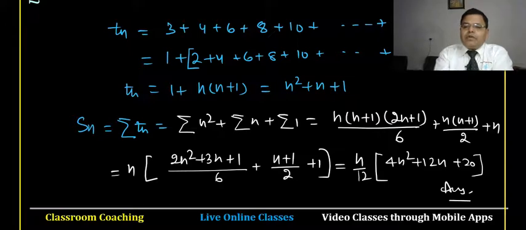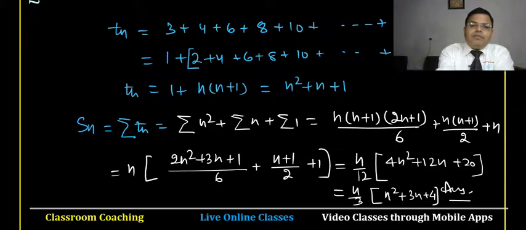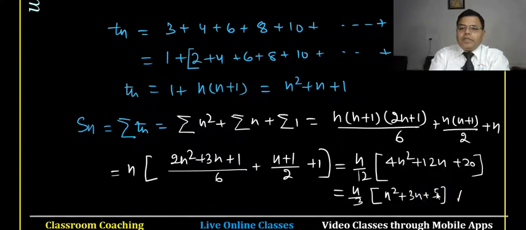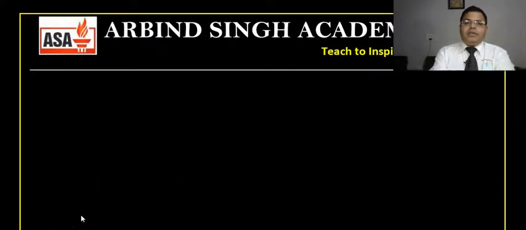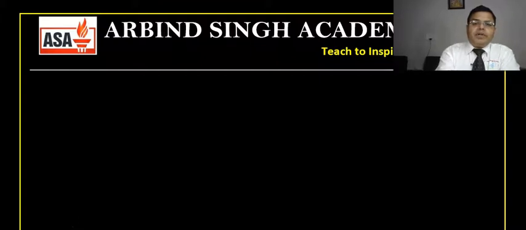You can also take 4 common from it, and you will have n by 3. And if you take 4 common, it is n square plus 3n plus 5. That will be the answer. So the last question was a very important one. When the differences of the sequence are in AP, then you can do it like that. Use that wherever it is required. This is very important. You can mark it.